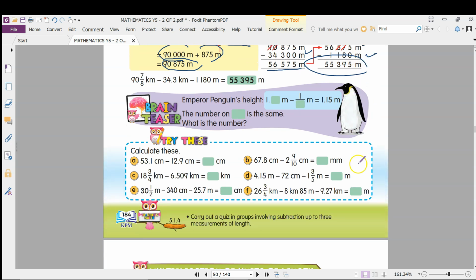Okay? So for today's homework, please work on page 184, question A, B, C, D, E, F. Only 6 questions. Pay attention to what the question is asking. If it's cm, then no need to change. If it is km, all in km, but make sure you change the fraction to decimal point. Okay, 3 over 4 is the same as 3 divided by 4. So the one on top is the one inside. Okay, change to decimal point first, then you minus.